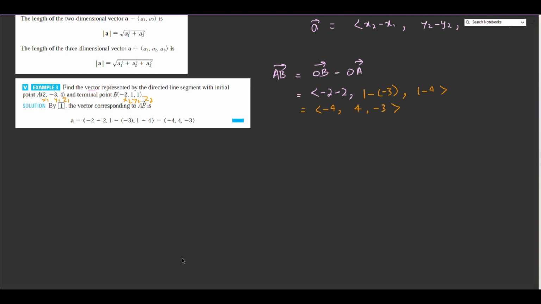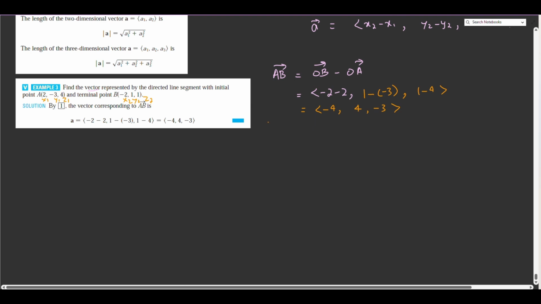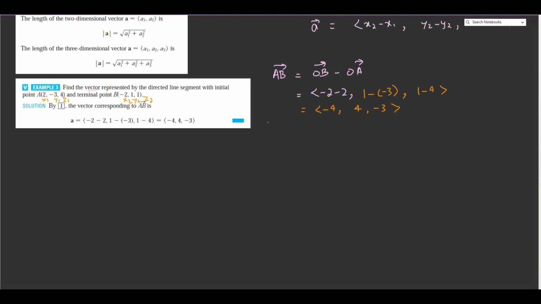So the main thing you need to remember is the following: first you need to find x2 minus x1, y2 minus y1, and z2 minus z1. And let's say we also want to find the magnitude of this vector. What is the length of this vector? Then you can apply the above formula.